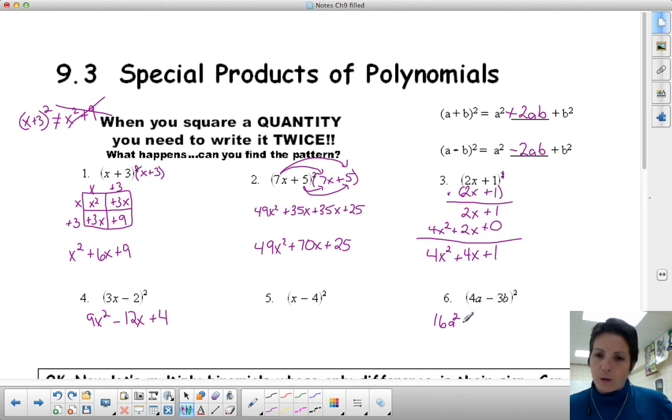It's a subtraction, so we'll know it'll be minus. Then we do 4a times 3b, that's 12ab, times 2, so 24ab. And finally, we do 3b squared. So we need to do 3b times 3b, which is going to give us plus 9b squared.